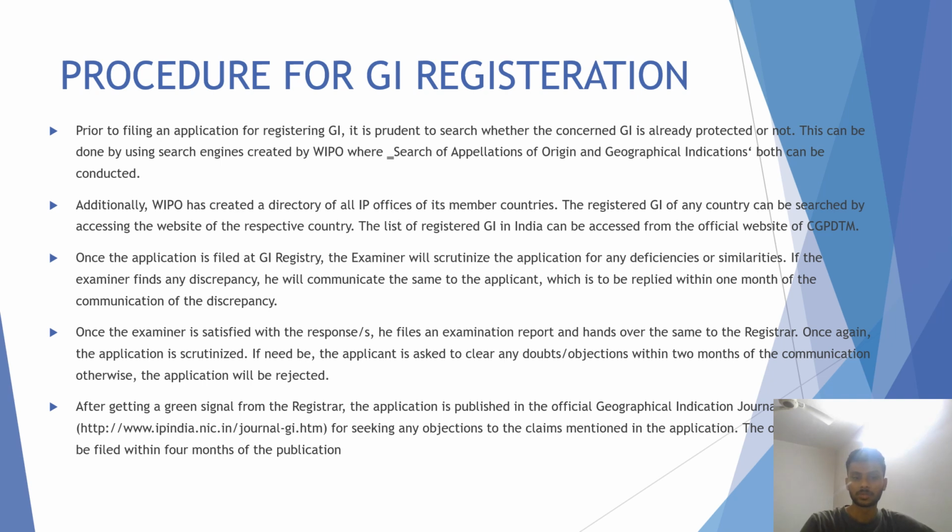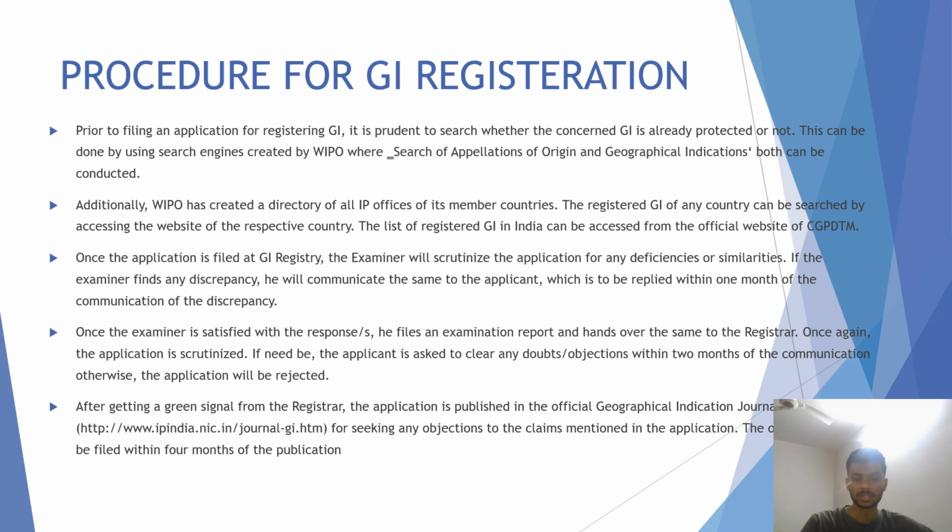Once the application is filed at the GI registry, the examiner will scrutinize the application for any deficiencies or similarities. If the examiner finds any discrepancies, he will communicate the same to the applicant, which is to be replied to within 1 month of the communication of the discrepancy. Once the examiner is satisfied with the response, he files an examination report and hands it over to the registrar. Once the application is scrutinized, if need be, the applicant is asked to clear any doubts or objections within 2 months of the communication. Otherwise, the application will be rejected.